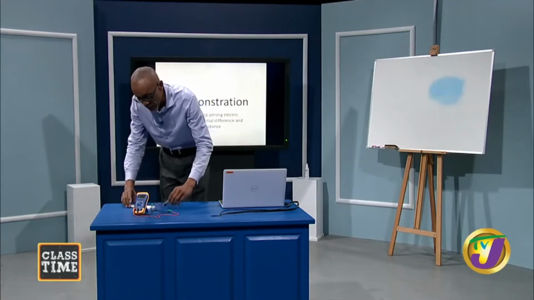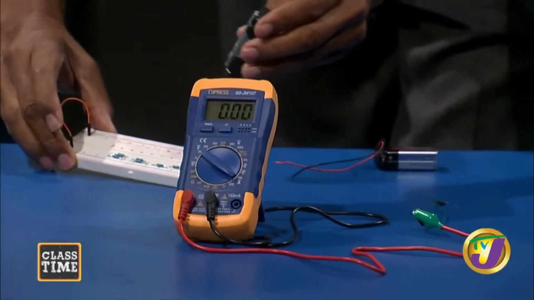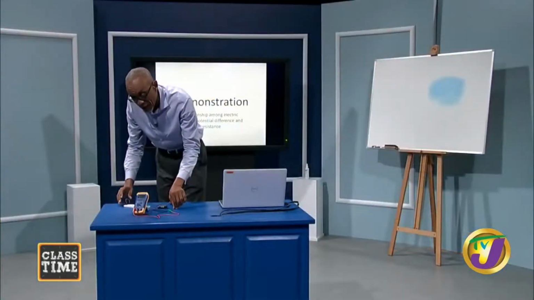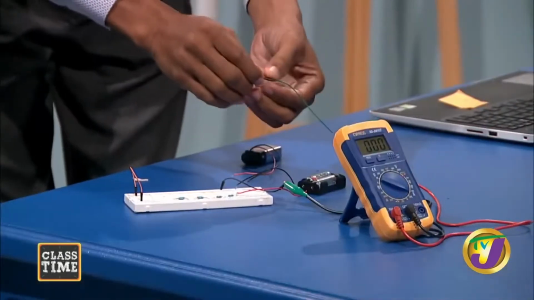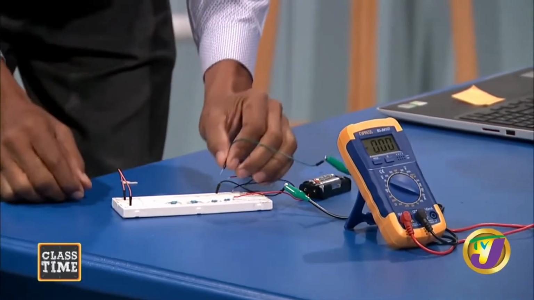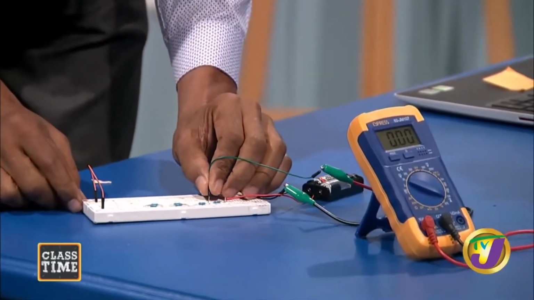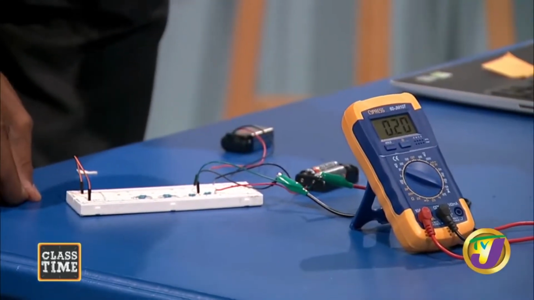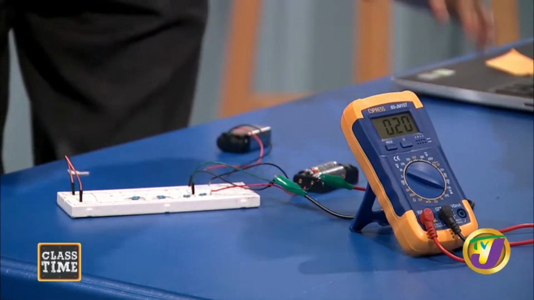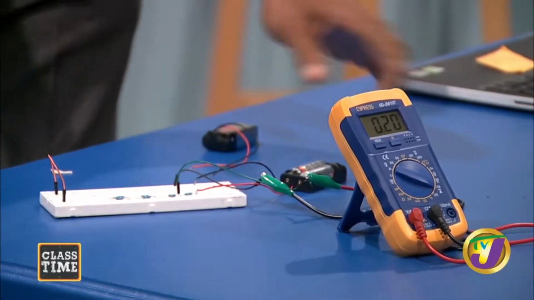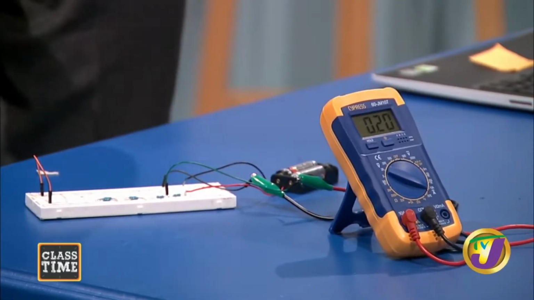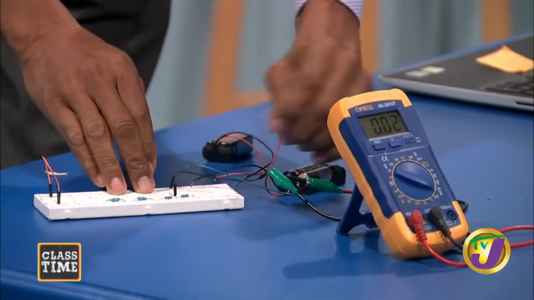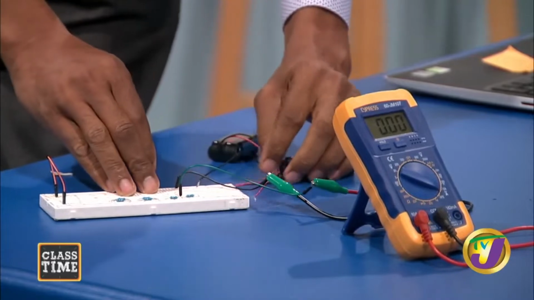So what I will do, here I have these two batteries that add up to 3 volts. So I'm going to put 3 volts of potential difference, and I'm going to read the current flowing through a particular part. So I have about 0.2 amperes of current with the 3 volts. Now I'm going to change that to 9 volts.